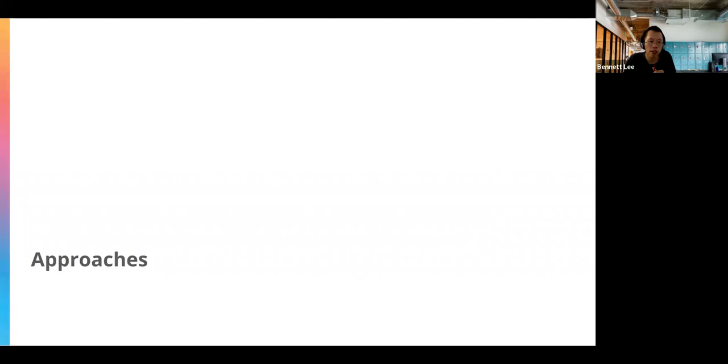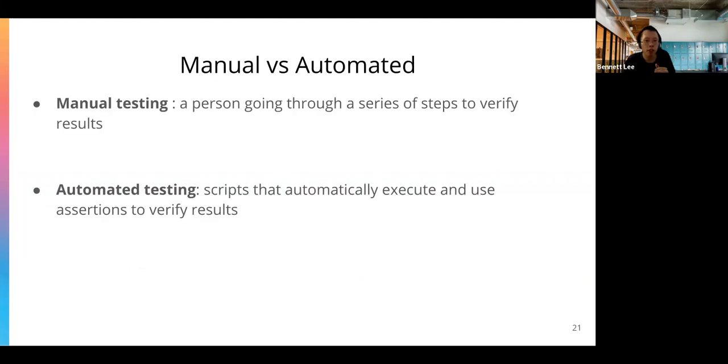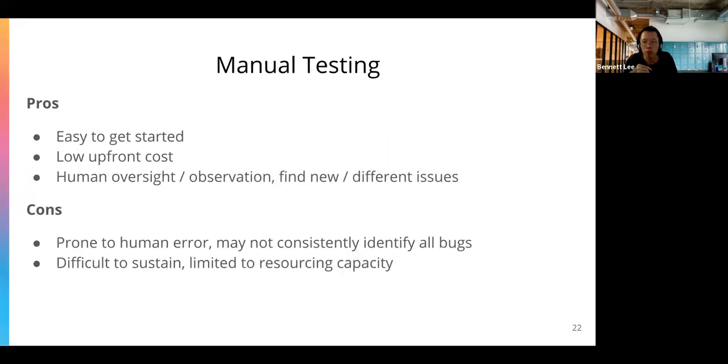Now, there are two different ways to test an application: manual and automated testing. With manual, a person is literally sitting at the screen, clicking buttons and executing the test. With automated tests, you write the code to automate the execution, to perform assertions, and to verify results. There are pros and cons to either of them. With manual testing, the pro is that it's easy to get started. If you're willing, you can just open up a browser and click buttons. It's very low upfront cost in terms of time.